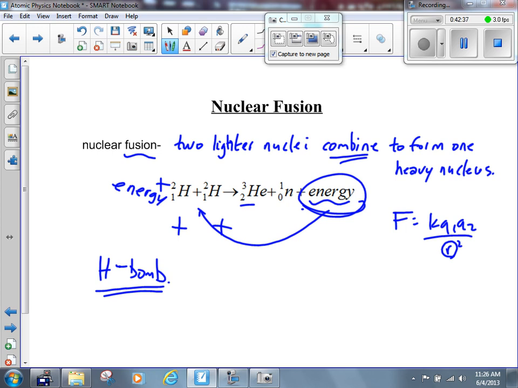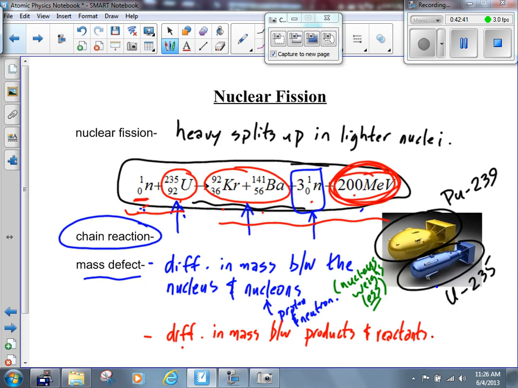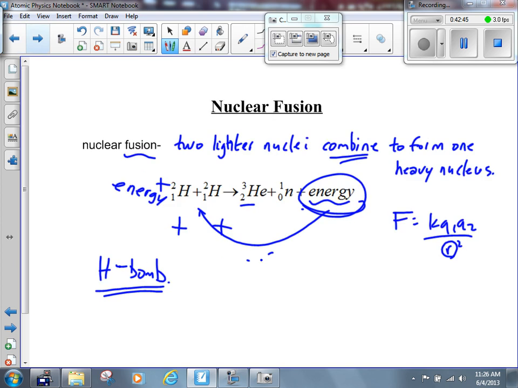Now, we don't use this in nuclear power plants like we do nuclear fission. Why not? Right now, we have no way of controlling it. Okay, so basically, if we tried to build it, we'd be building a bomb. And that's not what we want when we're trying to generate electricity.